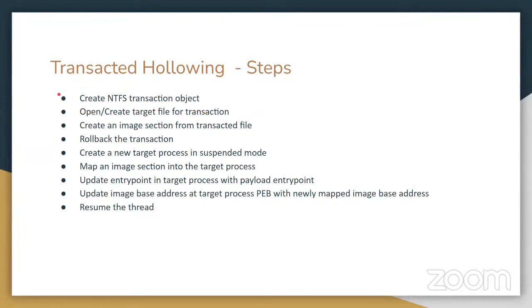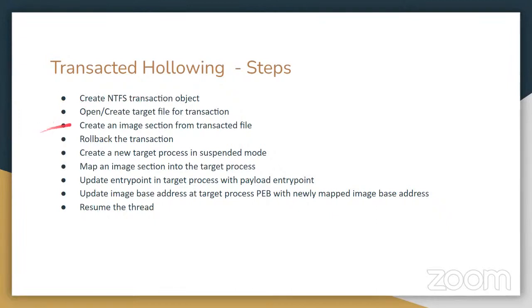So from here to here, you can see this flow. This is literally the same as the process doppelganging from transact to rollback. And after that, the process is created using the process hollowing technique. So first we will create an NTFS transaction object.